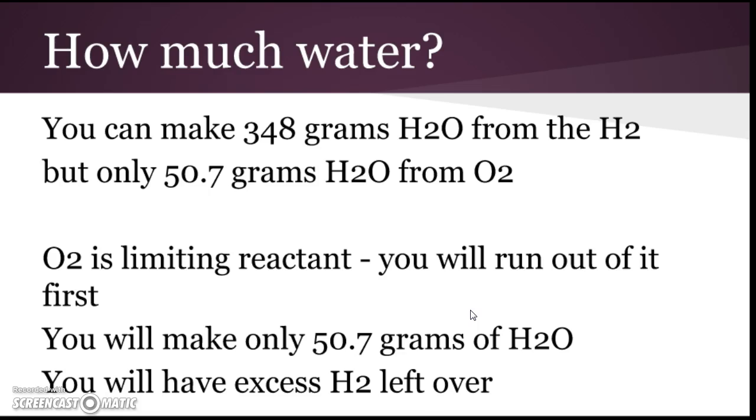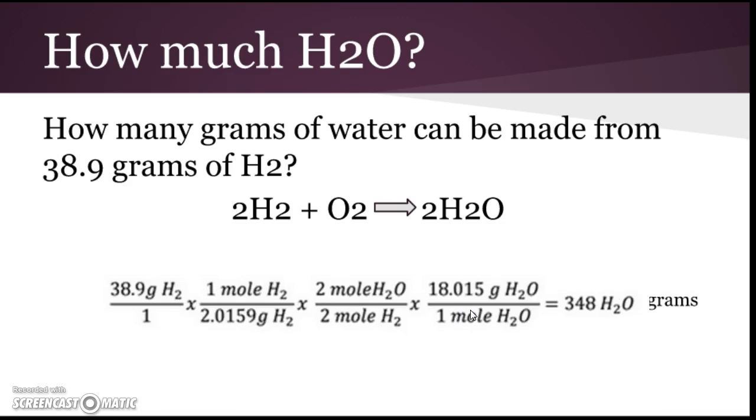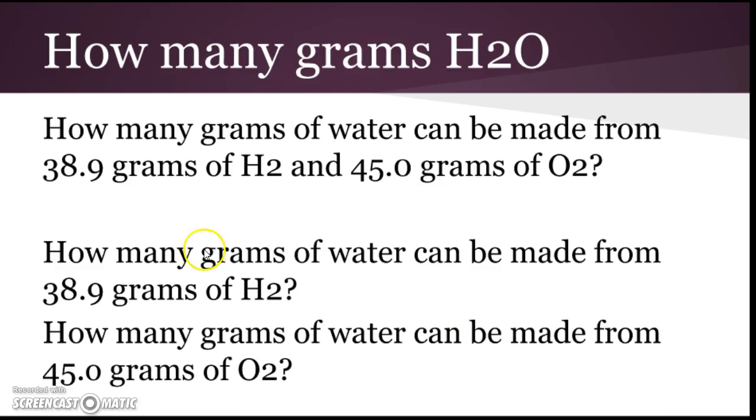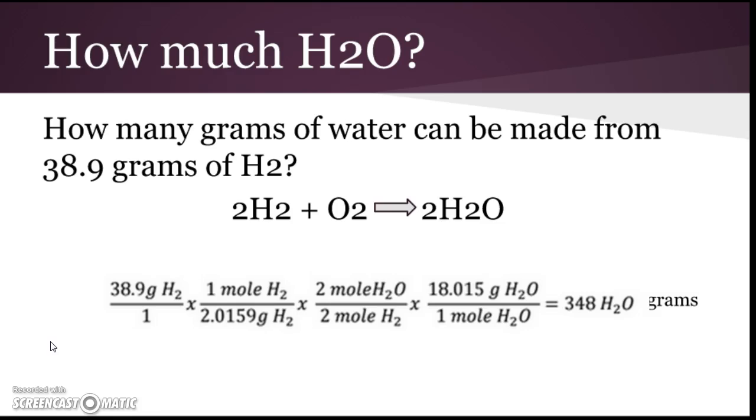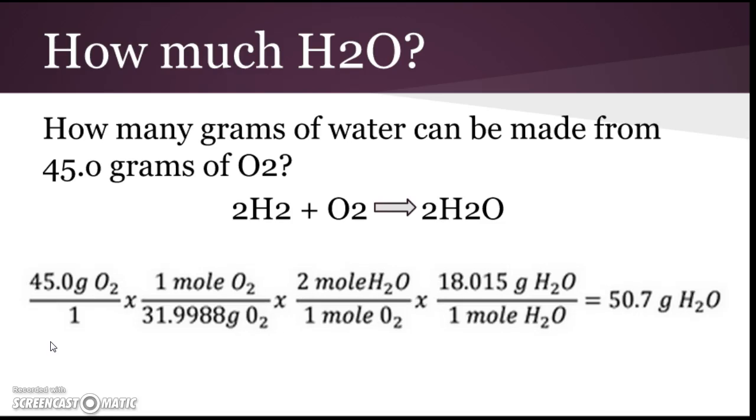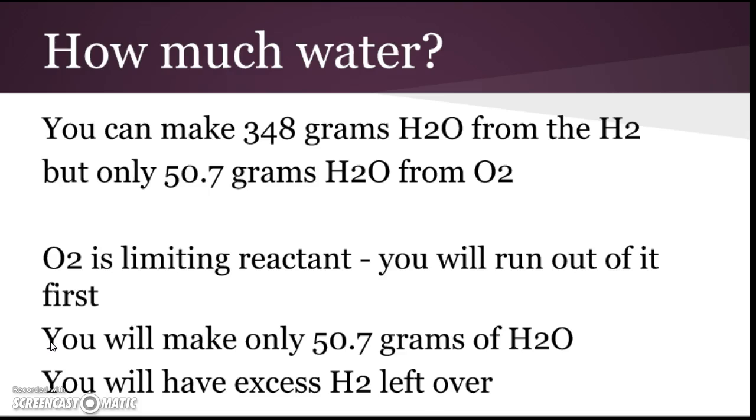Let's review what I did. I'm taking the original problem, how many grams of water can be made from 38.9 grams of hydrogen and 45 grams of oxygen? I'm going to split this up into two problems. I'm going to solve both problems, and then I'm going to take the smaller of the two numbers, because I'm going to run out of one of the ingredients, just like I ran out of hot dog buns.